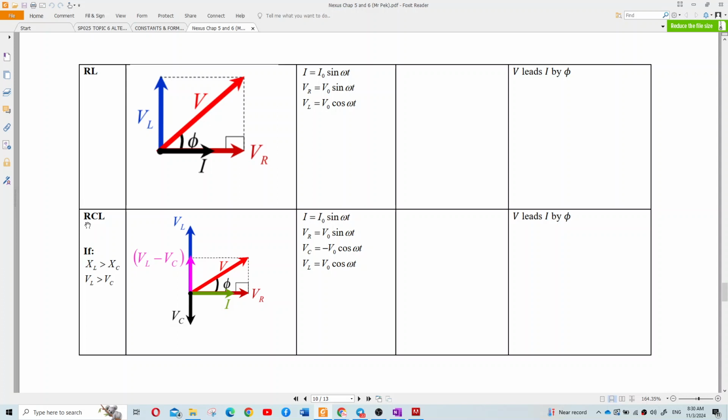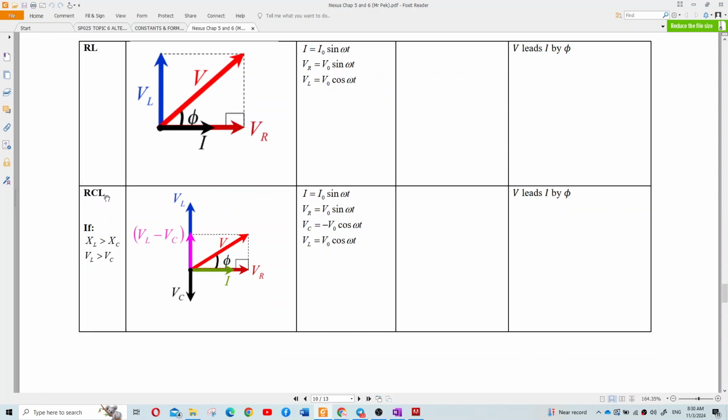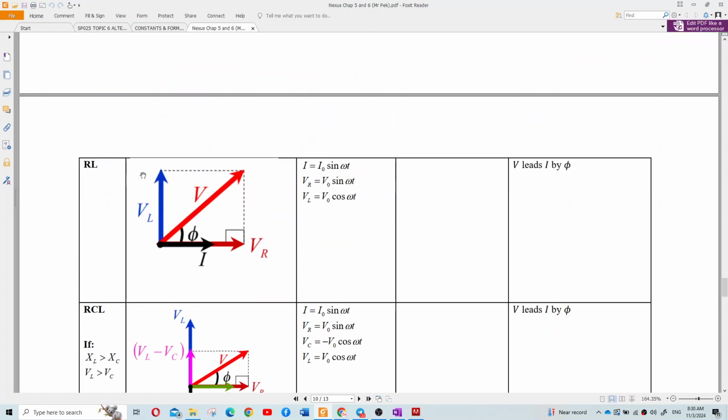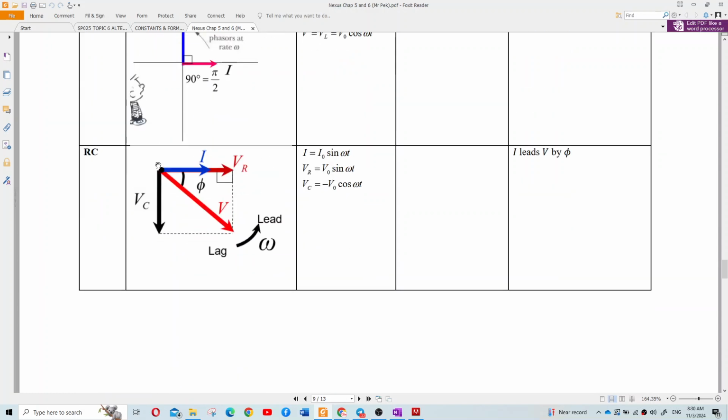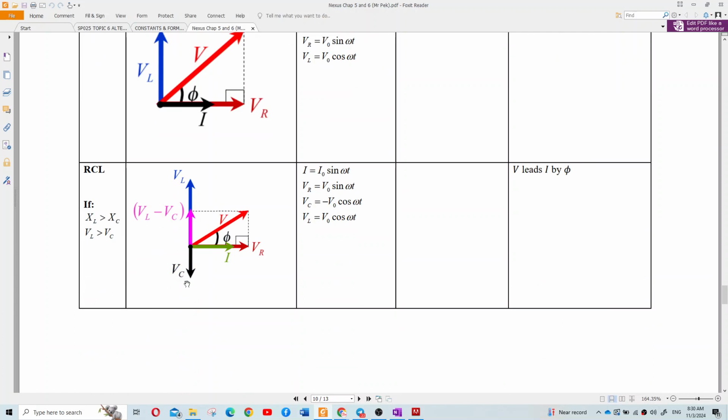And now we have the RCL circuit. RCL means we combine all the components. In the series circuit we have a resistor, a capacitor, and an inductor. We combine all. We know that VR is always in phase with current, VC is below, and VL is above. VL is always above, VC is always below. So we combine all three.